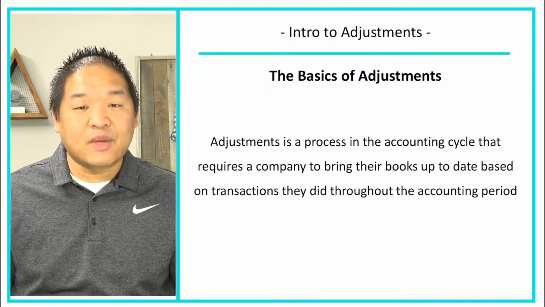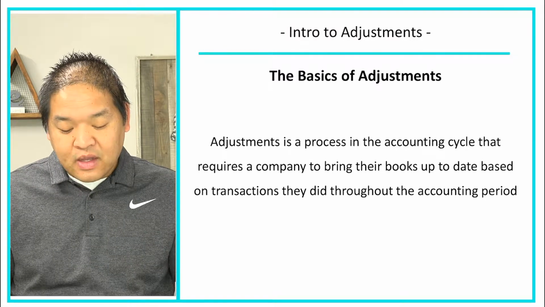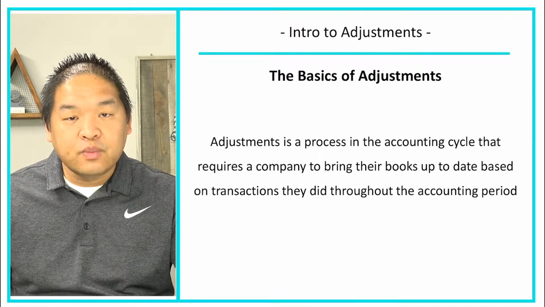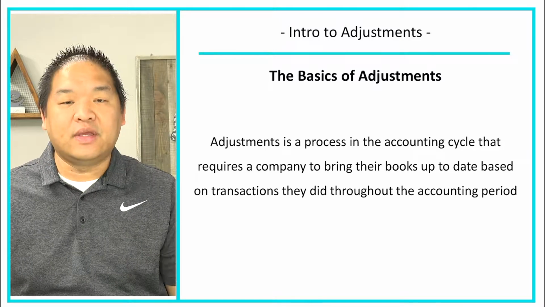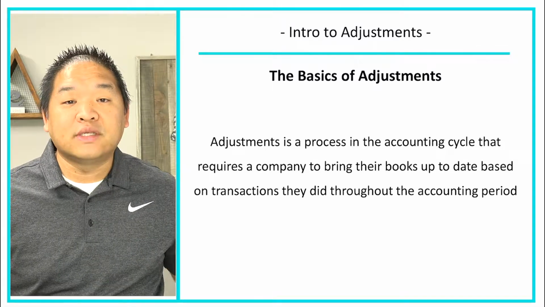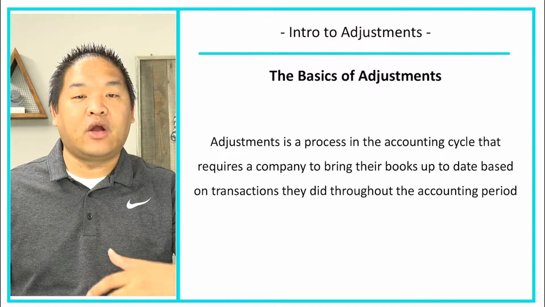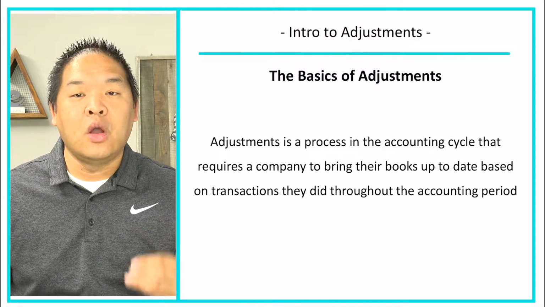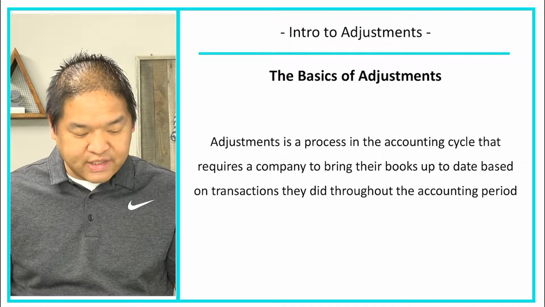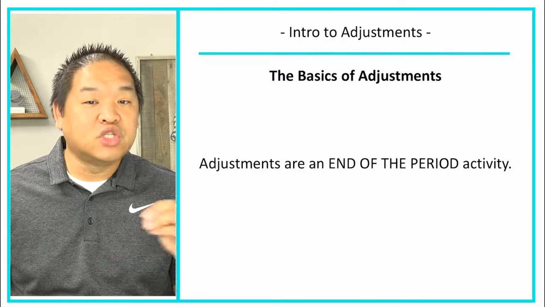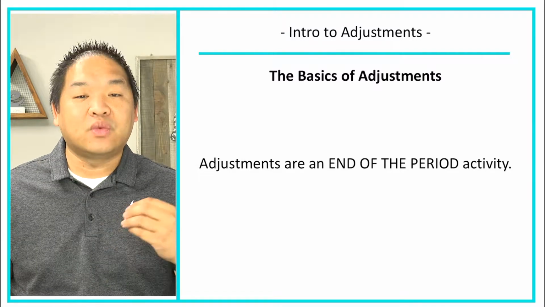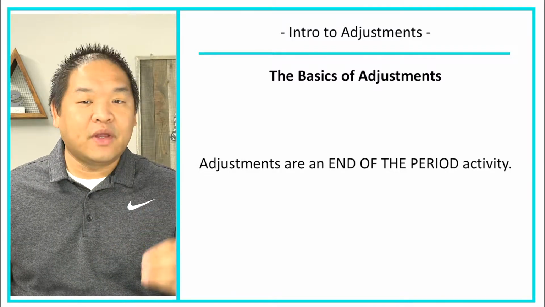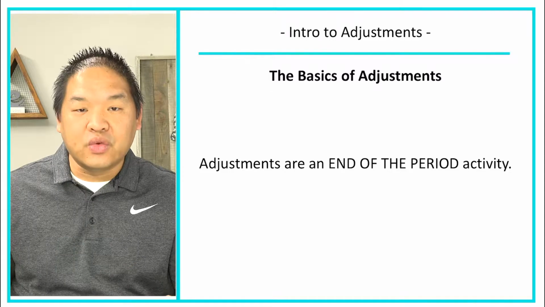Now, adjustments is a process in the accounting cycle that requires a company to bring their books up to date based on transactions that they did throughout the accounting period. So our goal is to make sure that our books at the end of the day are up to date. That's what we're trying to do with adjusting entries. Now, an adjustment or adjusting entries are an end of the period adjustment. That's when we do them, or end of the period activity. That's when we actually do them.